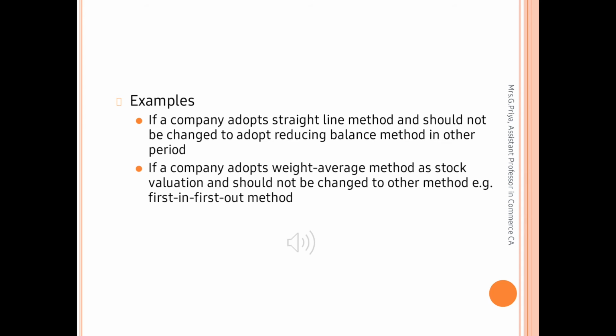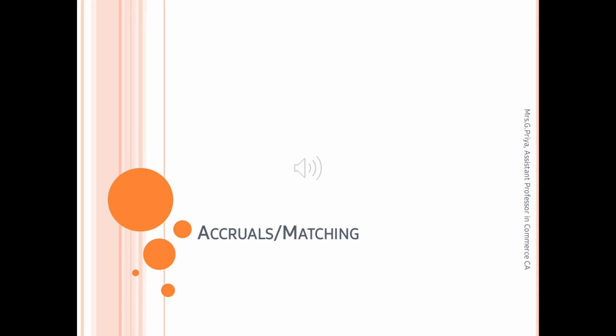Example for consistency. If a company adopts the straight line method, it should not be changed to the reducing balance method in another period. If a company adopts the weighted average method for stock valuation, it could not be changed to another method, for example, first in first out method. And another concept is accrual and matching.